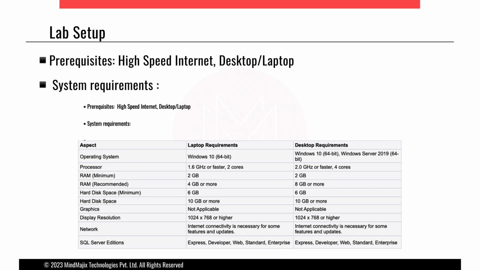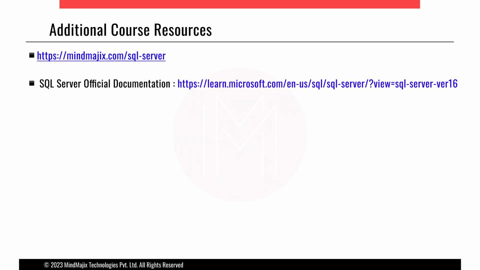These are all the lab setup requirements. Your laptop configuration should match these requirements. Here I have mentioned all of them. If you want to install SQL Server development, these are the minimum laptop and desktop requirements. The operating system should be Windows 10 or above, the processor 1.6 gigahertz, and then RAM, hard disk space, graphics, display resolution, network, and SQL Server editions. You will also have the course related information here, and if you want more details from Microsoft officially, you can get them at this link.